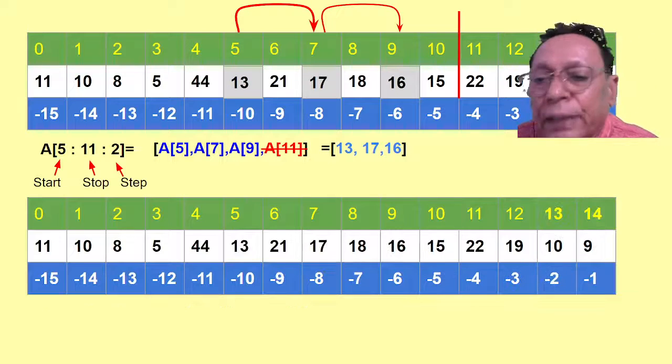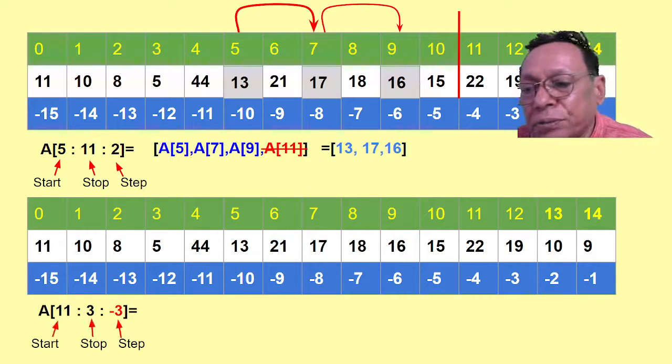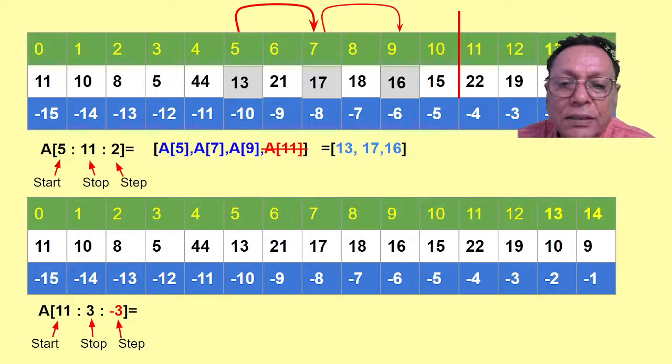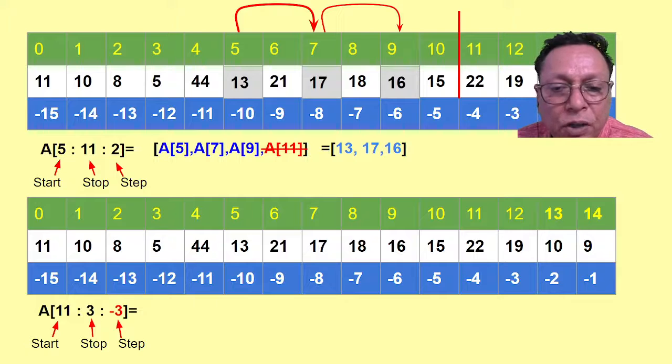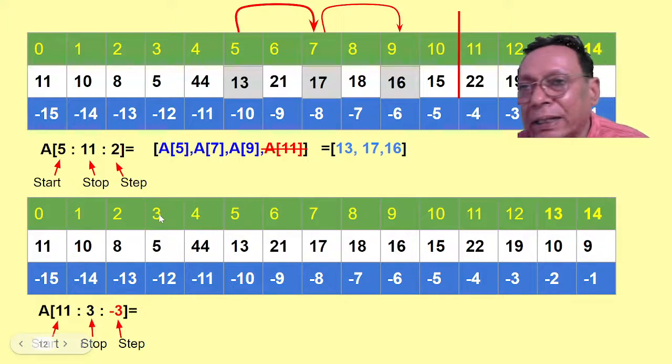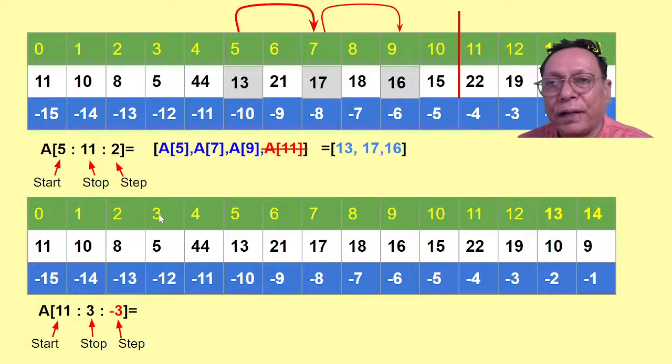Now the next example. Again, the same situation, but the start, stop and step are changed. My start index is 11, stop index is 3, and the step is -3. So we are here on 11. From 11 to 3, we have to move right to left, because -3 indicates that you will have to move right to left. Negative means right to left, towards the beginning.